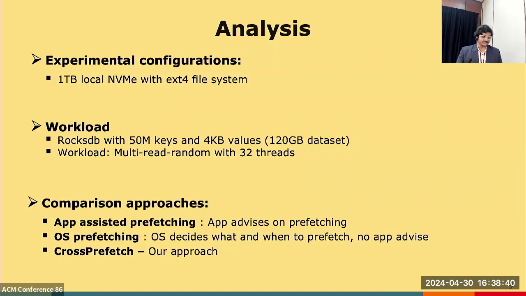The first approach is called app-assisted prefetching, where the application advises what to prefetch to the operating system. The second is OS prefetching, where the OS decides what and when to prefetch, and there is no application advice to the OS.